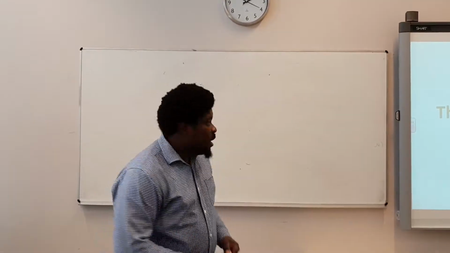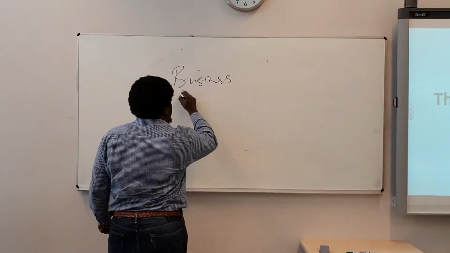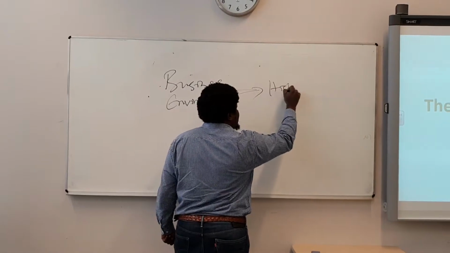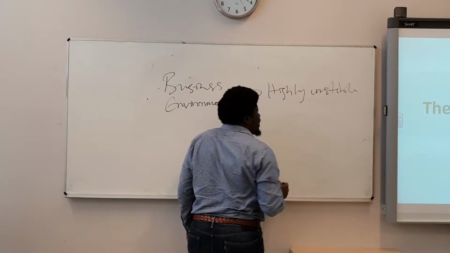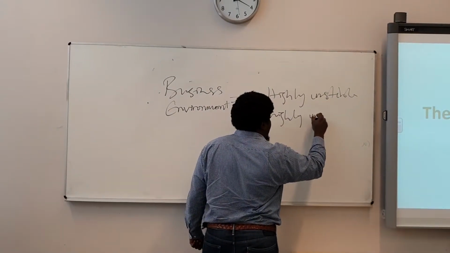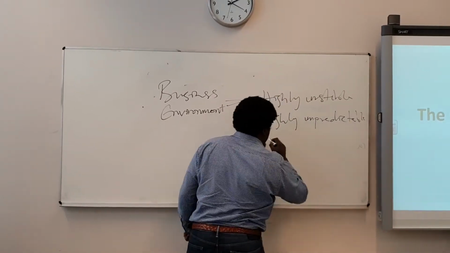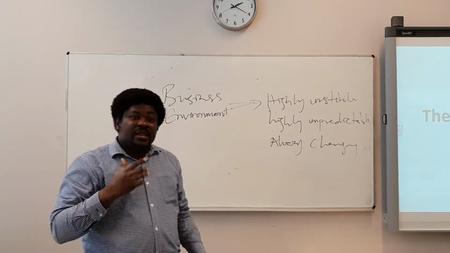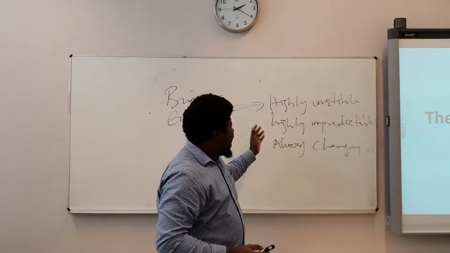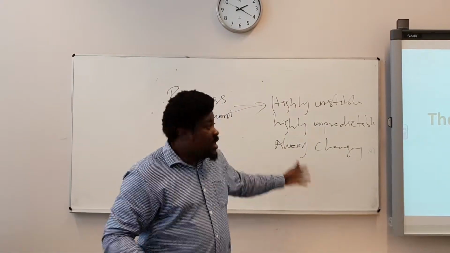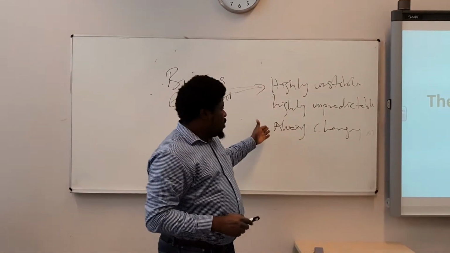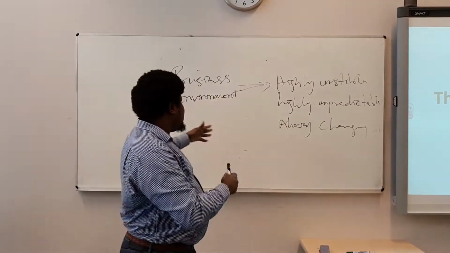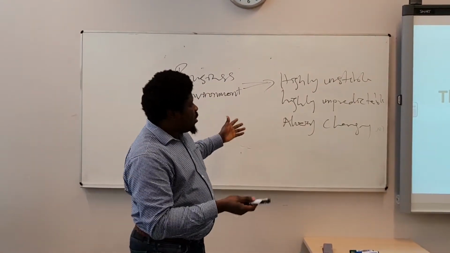The business environment that we talk about here is highly unstable, highly unpredictable, and always changing. Characteristics of the business environment. Let us not make mistakes, because when we say highly unstable, highly unpredictable, always changing, some of us think this is negative. No, it could be positive. It could be changing from unemployment to employment, or from a high rate of inflation to low rates of inflation. So the business environment is always unstable, unpredictable, and always changing.